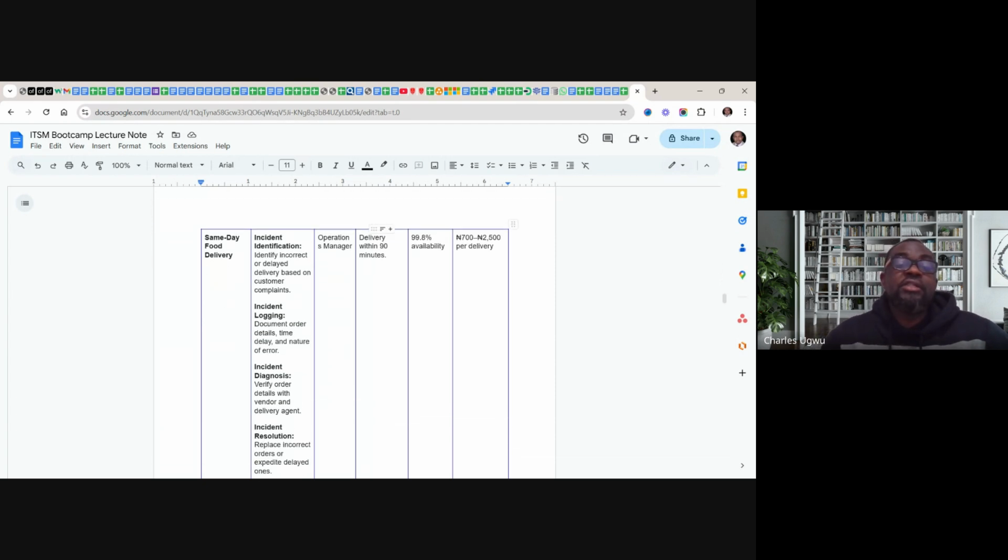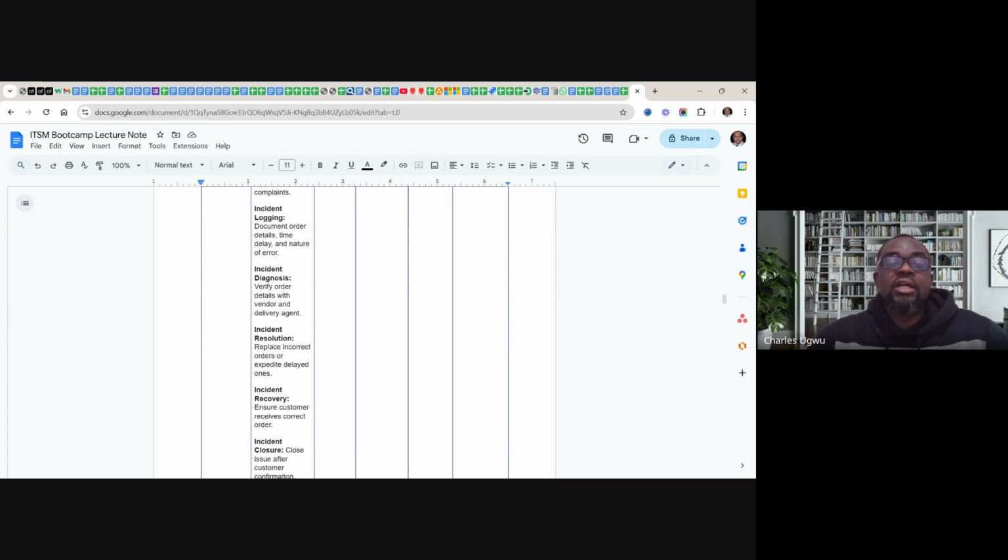And for the kind of incidents here, once captured, this is the way we manage them. Incident logging: document other details, time, delay, and nature of error. And then diagnosis: verify order details with the vendor and delivery agent, and then incident resolution.